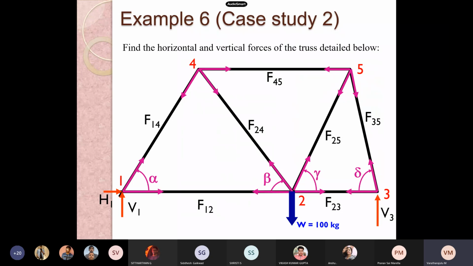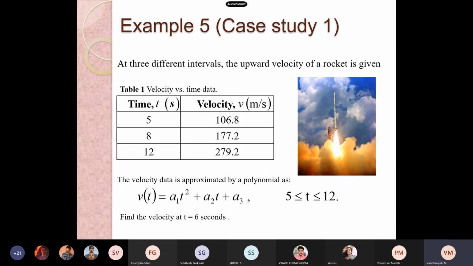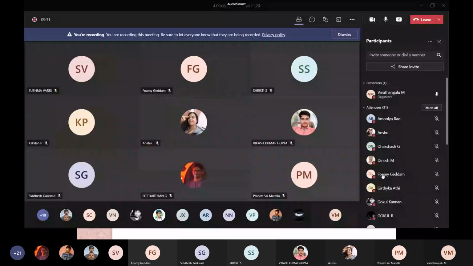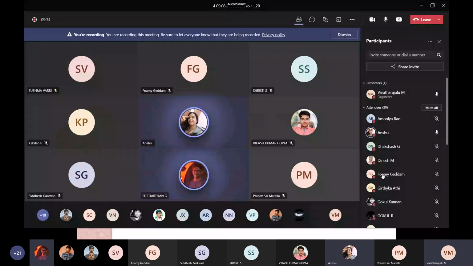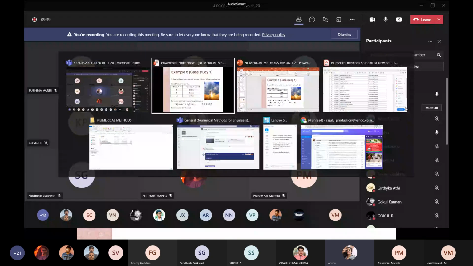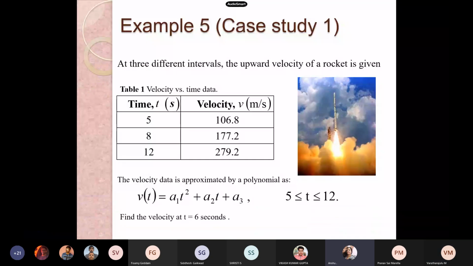May I know the answer for case study 1? A1 is equal to 0.289. We'll begin with A1, A2, A3, and then we'll check the velocity at t equal to 6 seconds.